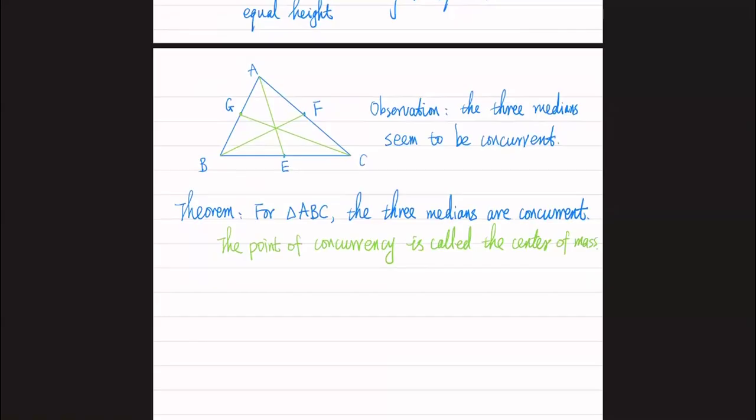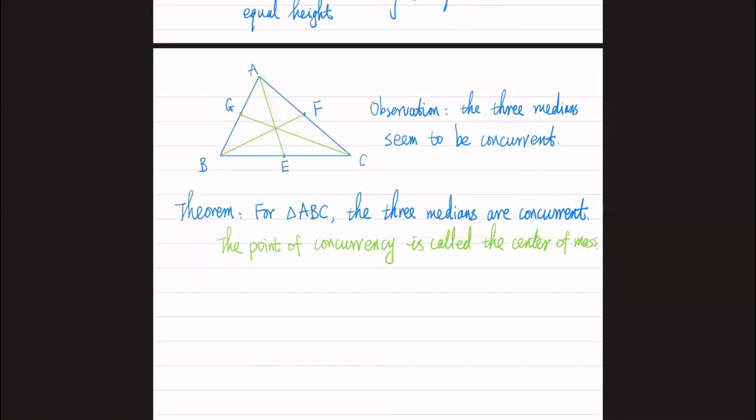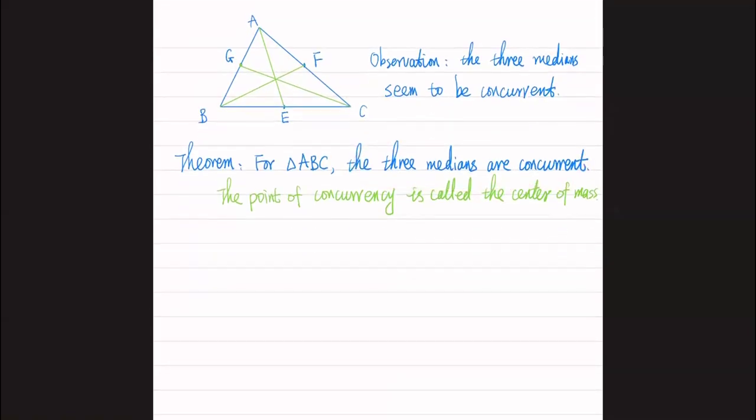Next, we will show why they are concurrent. As I mentioned before, concurrence is a very special case. In general, they are not concurrent. To prove this, we will give more details later, but first, what's the idea?